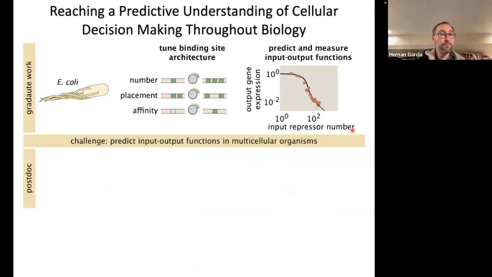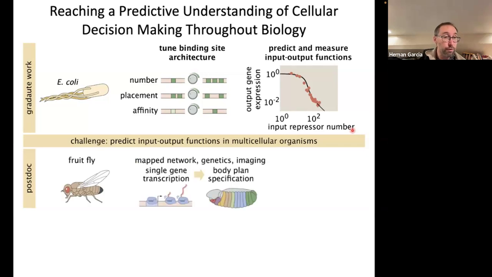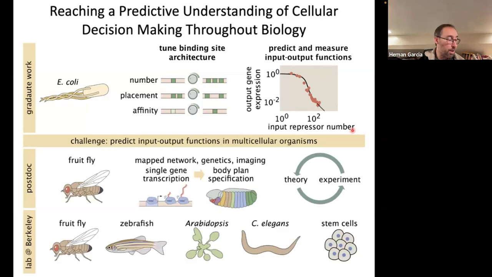So then for my postdoc, I decided, let's try to see if we can pull this off in the context of a multicellular organism. I decided to work on the fruit fly because it has a fantastically well-mapped gene regulatory network. You know a lot about the molecular players, so you can connect molecular players to the body plan. And so what I focused on, and I'll show you some of this today, is developing technologies to be able to engage in this theory-experiment dialogue. And today, in my lab, we work mostly on the fruit fly, and that's going to be the main topic of today.